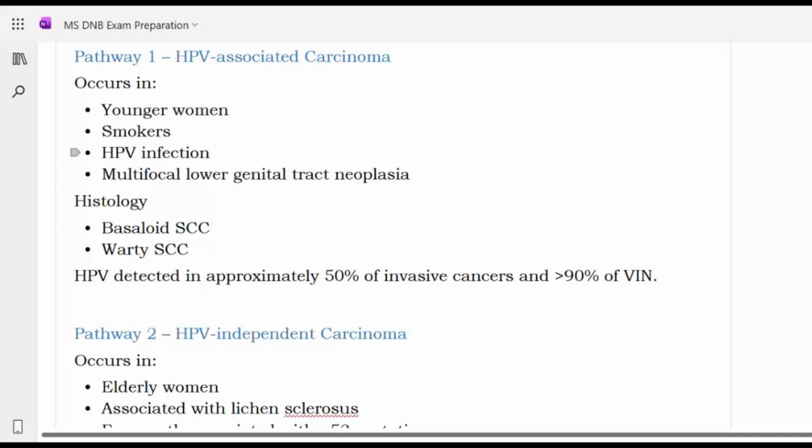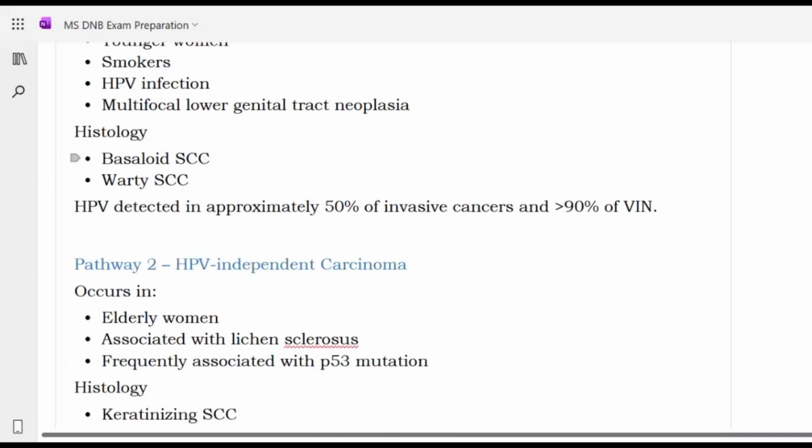Another histology which is very typical with this is basaloid squamous cell carcinoma or Warty squamous cell carcinoma. So the one which is associated with HPV is basaloid squamous cell carcinoma or Warty squamous cell carcinoma. HPV is detected in around 50% of invasive cancers and more than 90% of VIN. So when you have a VIN in these patients, 90% you will get the HPV.